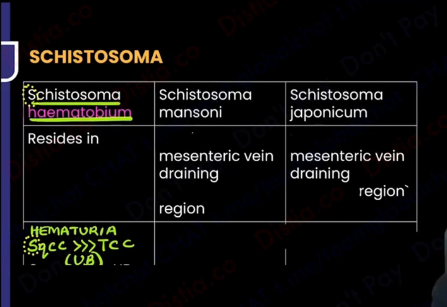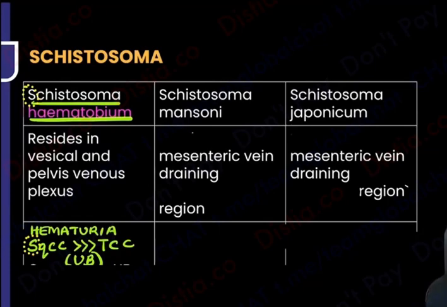So your previous year question is, schistosoma hematobium causes SCC, TCC, both. It causes both, but commonly S for S. Again, S has to be there. So where do you think it's going to reside? Which venous plexus? If it has to go and hit the bladder, it is going to reside in, obviously, the pelvic and vesical venous plexus. Pelvic and vesical means, obviously, bladder wala plexus.